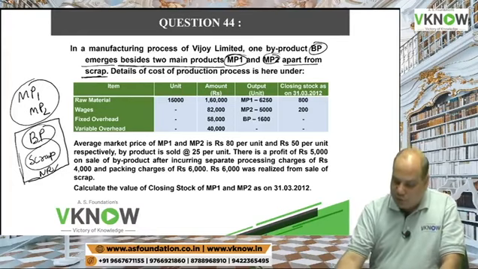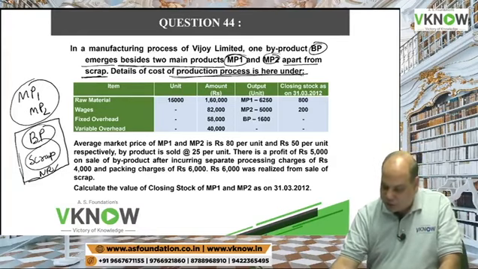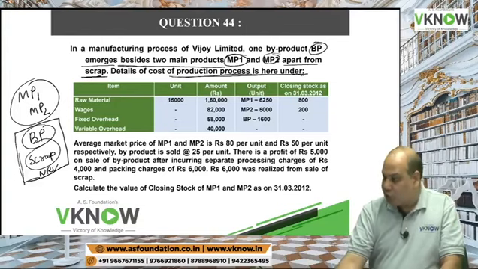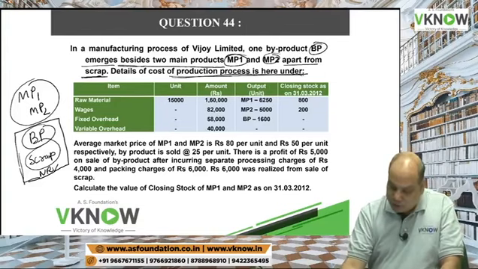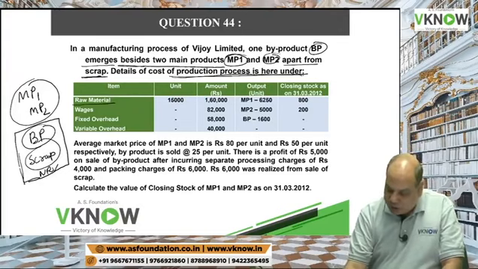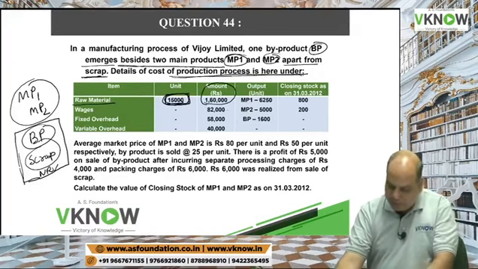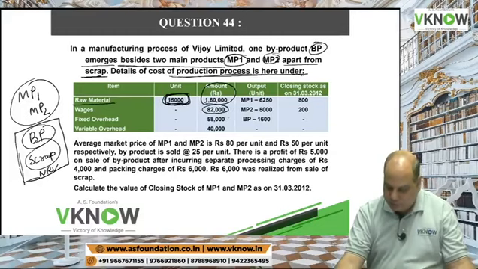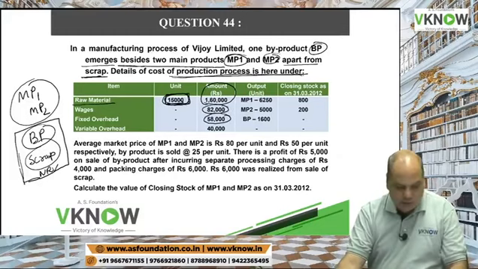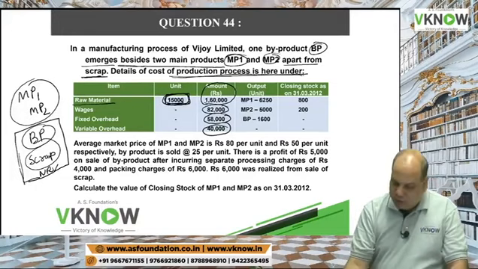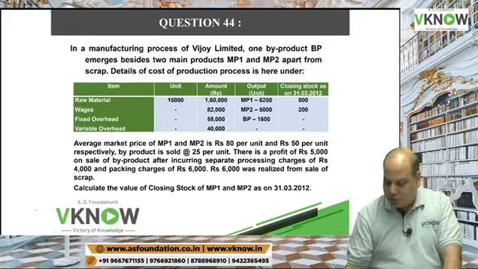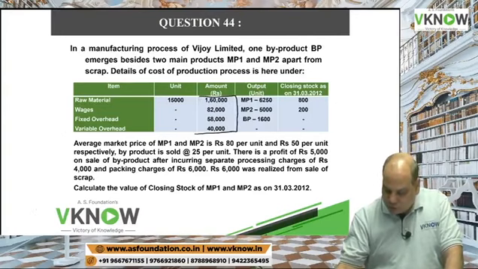Details of the cost of the production process are here under. Very important question we are solving. Do not lose concentration. Raw material 15,000 units were introduced at the beginning. Cost of raw material is 1,60,000. Wages 82,000. Fixed overhead 58,000. Variable overhead 40,000. So my dear student, this is your total cost.